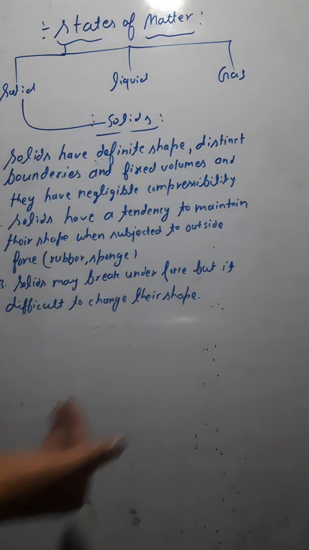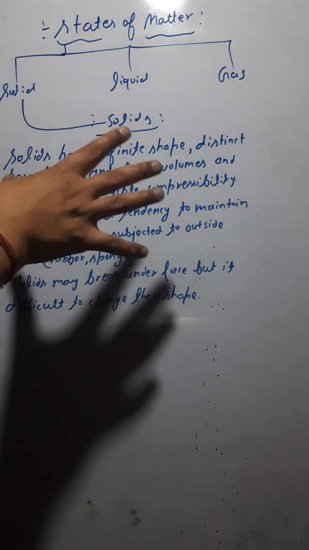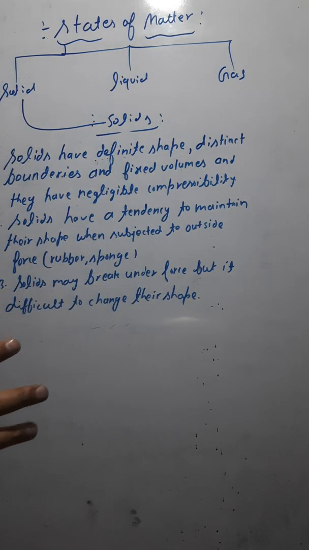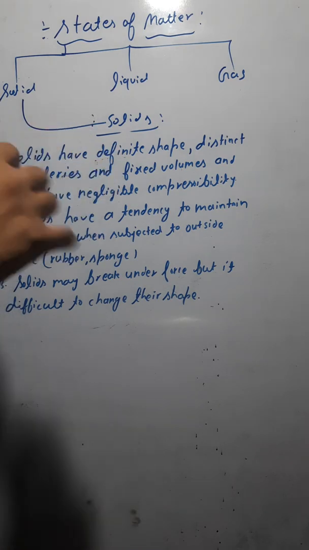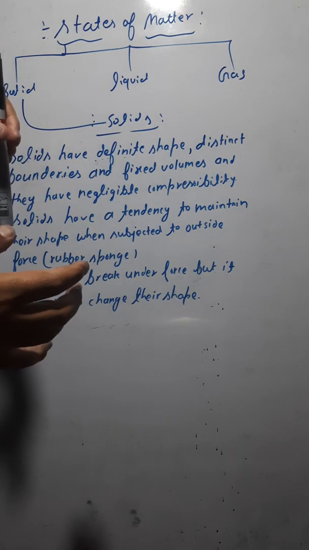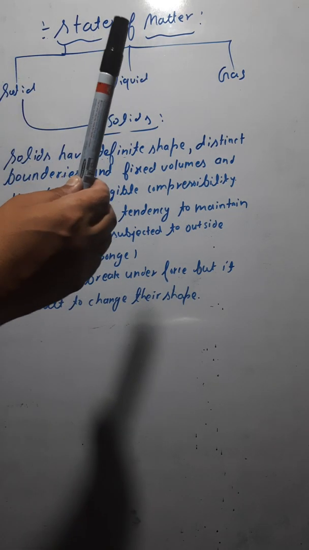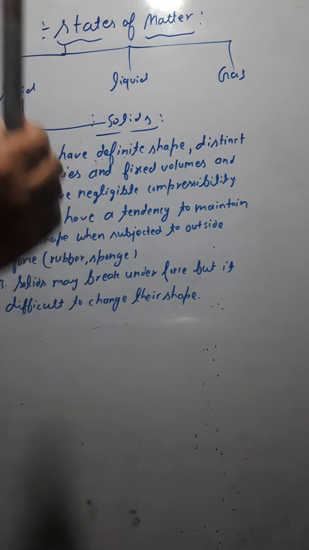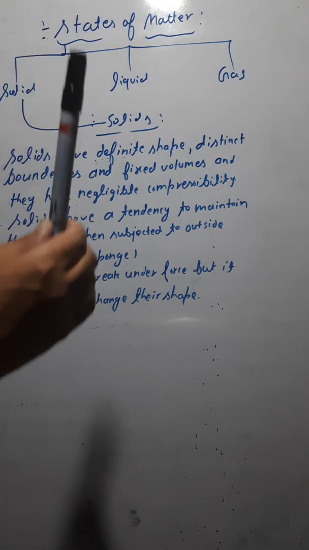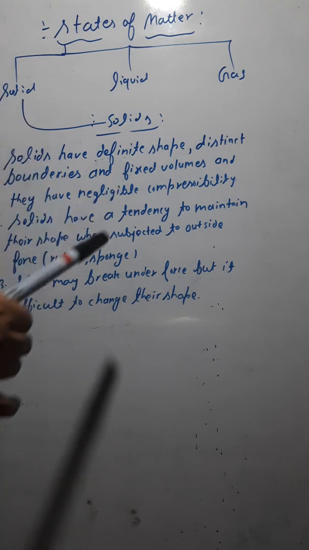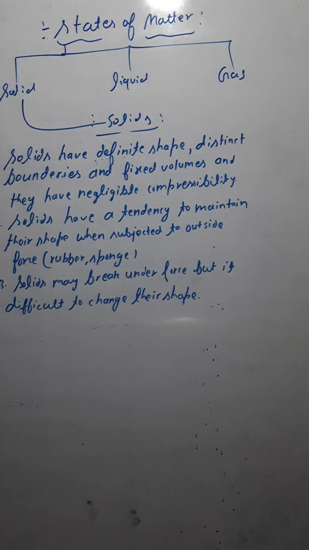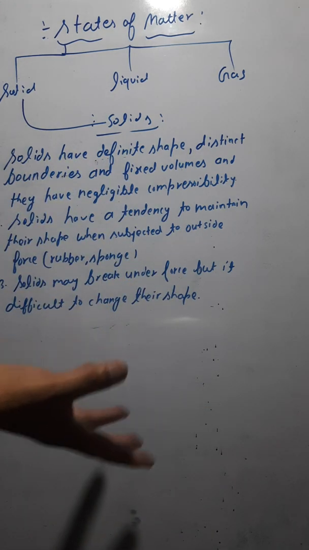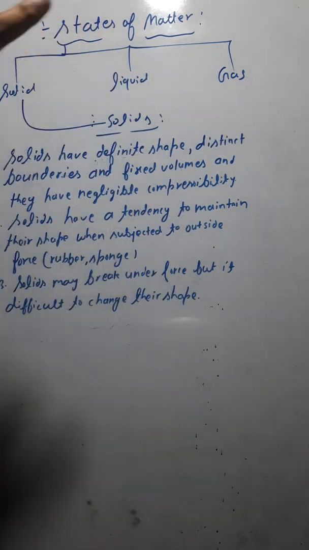when subjected to outside force. When you apply some outside force to a solid, it retains its shape, like this marker. If I apply outside force and want to change its shape, I cannot. It will try to remain in its original shape. In certain cases, like the rubber band or sponge, you can change the shape, but if you leave them, they retain their original shape.